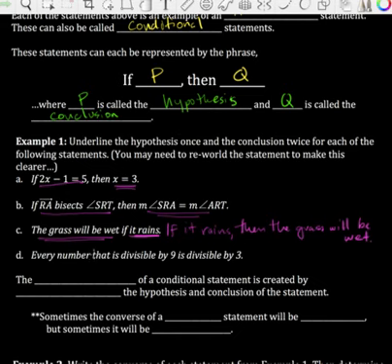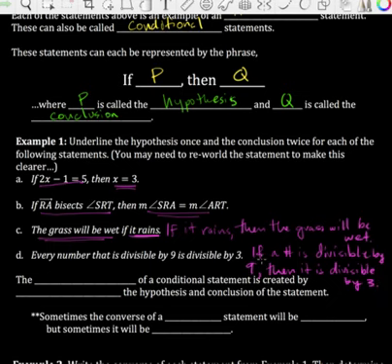So I'm going to give you a chance to pause the video now and try this one on your own. Okay, let's see how we did. The original statement says every number that is divisible by 9 is divisible by 3. So if we reword that, we're going to say, well, what's the thing that might be true or might not be true? It's this idea that a number is divisible by 9. So that's my hypothesis. If a number is divisible by 9, then what do I know will be true? Then it is divisible by 3. So now hopefully I can see what's the hypothesis.